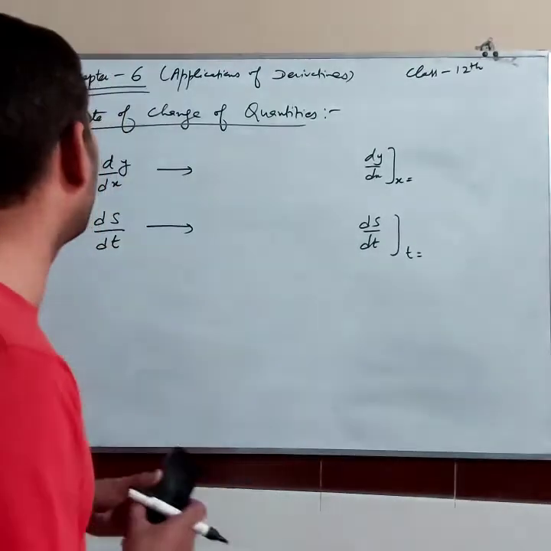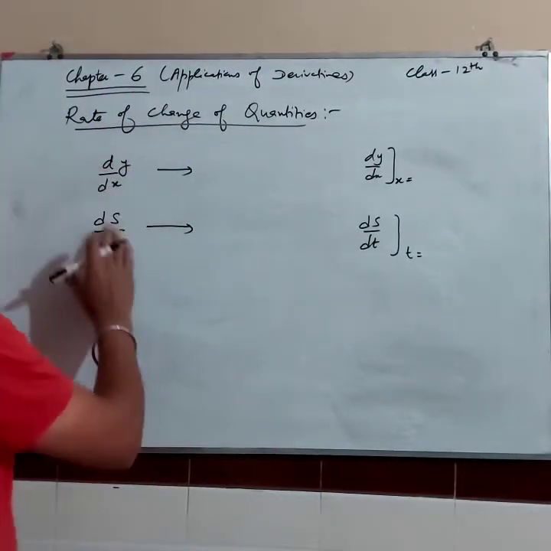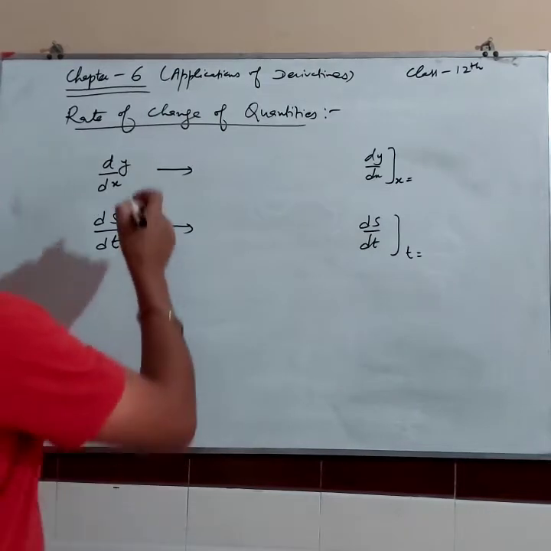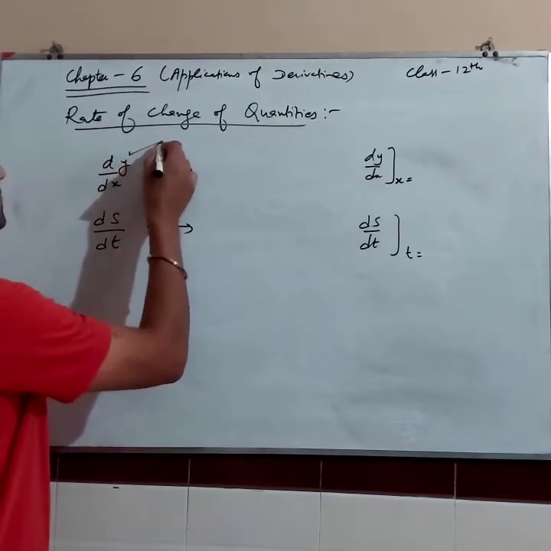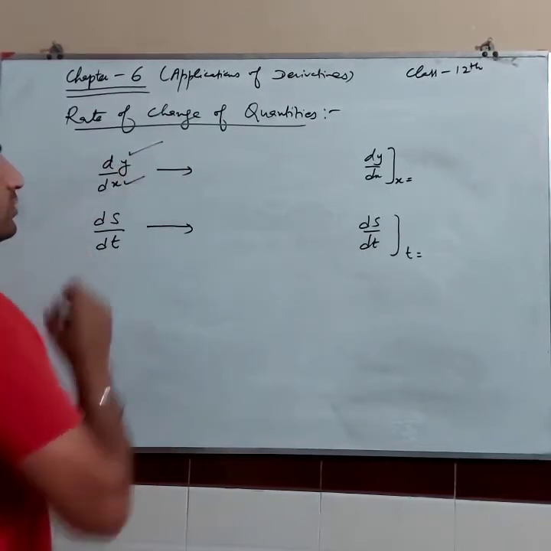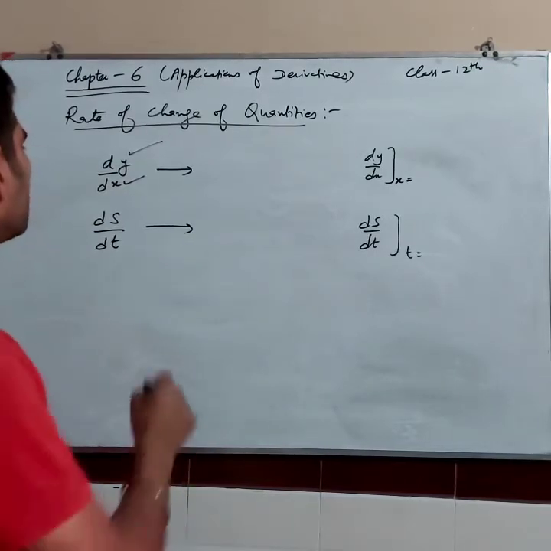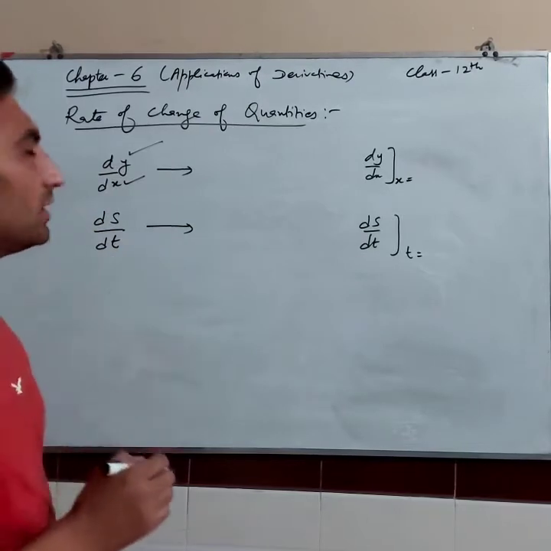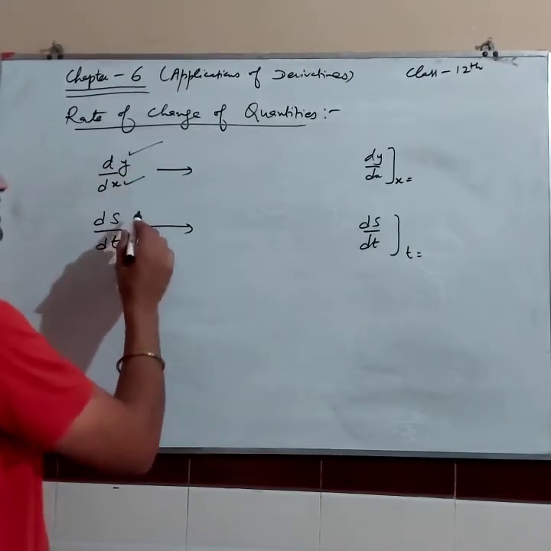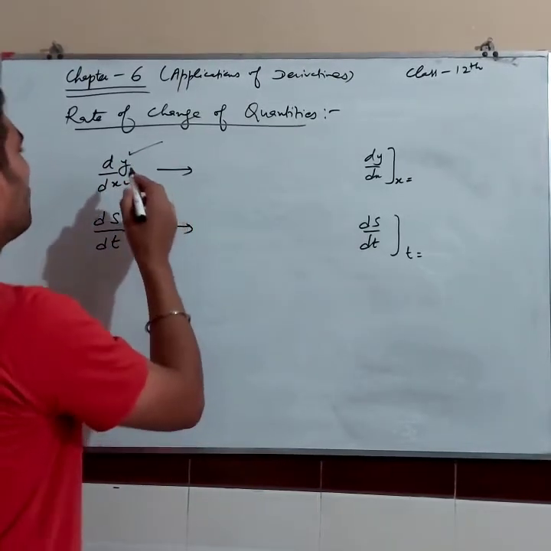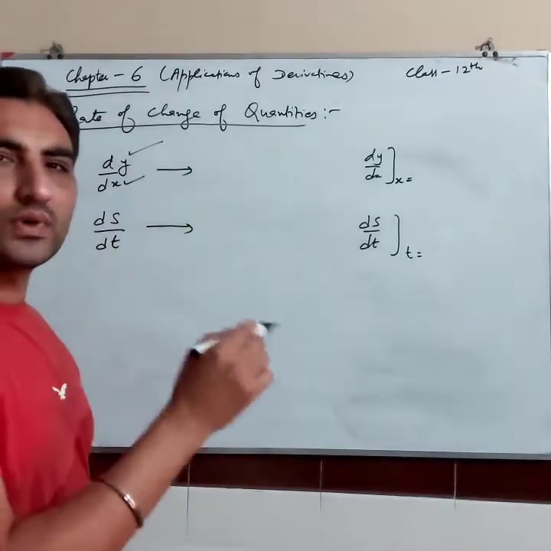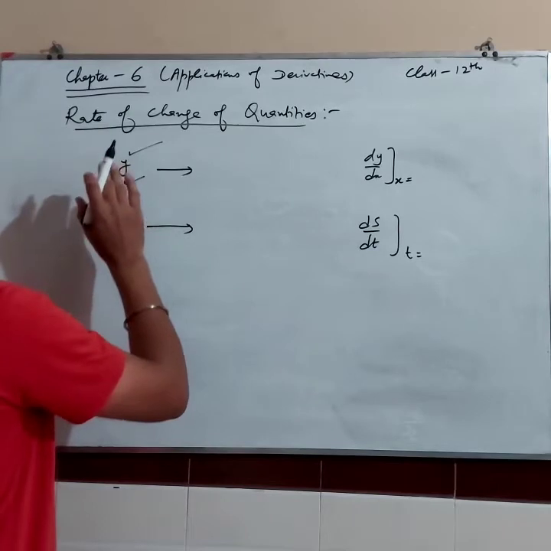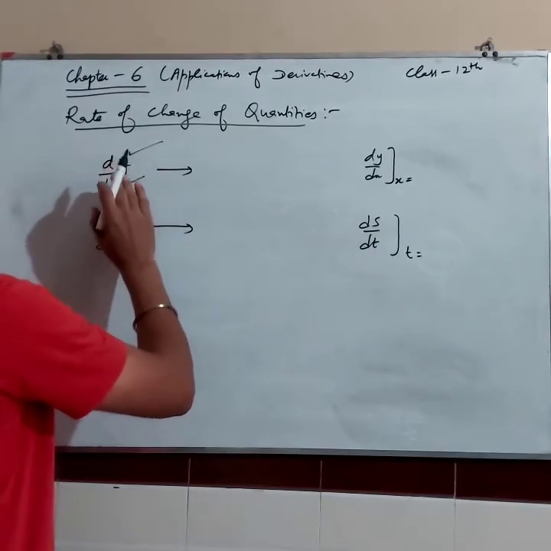So we see what we have. Here you marked so many times dy upon dx. What is the meaning of this? Its meaning is how y changes with respect to x. It means what are the changes in y when you change x here. So you are writing dy over dx, and its meaning is y changes with respect to x, so it is the rate of change of y with respect to x.